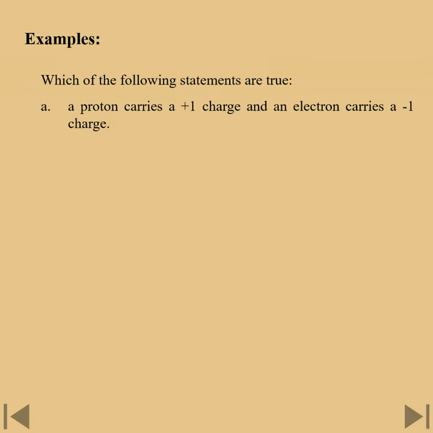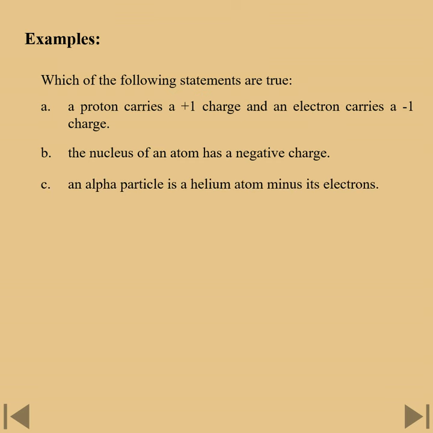Okay, let's answer some questions. Which of the following statements are true? A proton carries a positive 1 charge and an electron carries a negative 1 charge. This is true. They're essentially the same size, just one is positive and one is negative. So that's why when you have the same number of electrons as protons, you have a neutral atom. And a nucleus of an atom has a negative charge. That's false. The nucleus of an atom is where the protons and neutrons are, so it would be positively charged. And I didn't mention this, but an alpha particle is essentially a helium atom without its electrons. So if you join me in Chem 112 when we talk about nuclear chemistry, we'll be reminded that an alpha particle is simply a helium-4 nucleus.